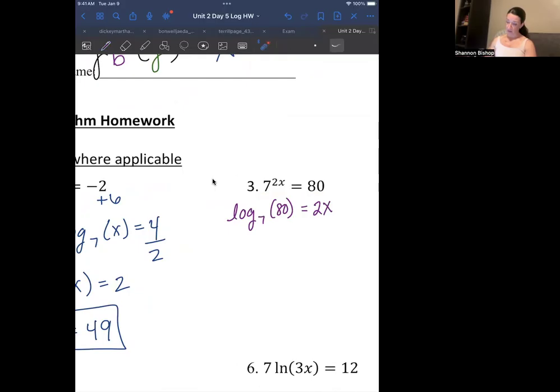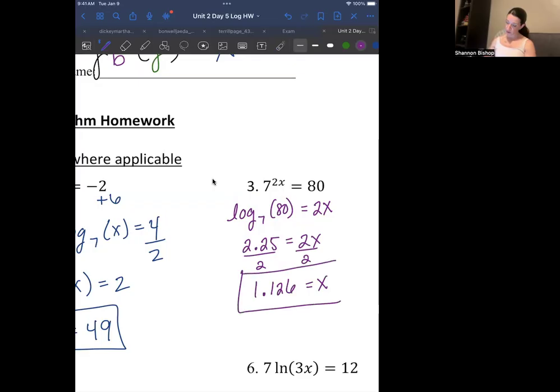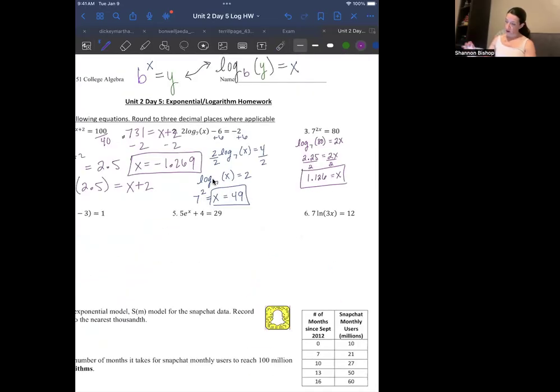Log base 7 of 80, that's just a number. What power of 7 makes 80? Well, I don't know off the top of my head, but it's probably 2 point something. If I put that in Desmos, I will get the exact answer of 2.25 is now equal to 2x. So one more quick step of algebra, and the final answer here is 1.126 equals x. So that is question 3.